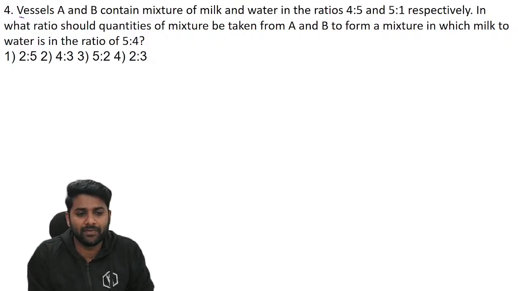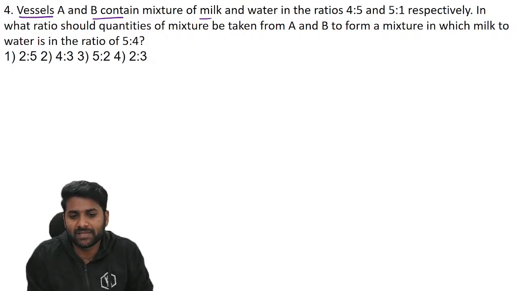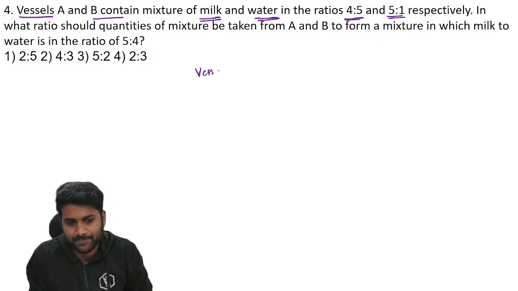Now see, vessels A and B contain a mixture of milk and water in the ratio of 4 is to 5 and 5 is to 1. Let us take those vessels. So we have a vessel A and vessel B, and the milk and water ratio is given as 4 is to 5 and 5 is to 1.